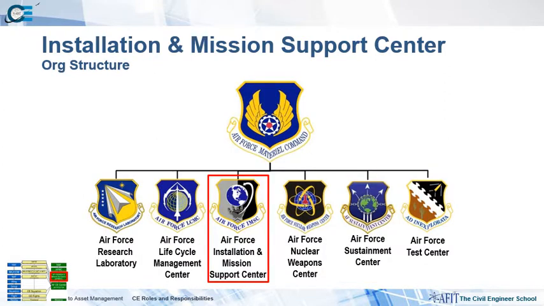This is the organizational chart for the Air Force Materiel Command. You can see here that there are 6 different centers that align under AFMC: the Air Force Research Laboratory, the Air Force Lifecycle Management Center, the Air Force Installation and Mission Support Center, the Air Force Nuclear Weapons Center, the Air Force Sustainment Center, and the Air Force Test Center. You can see that the Air Force Installation and Mission Support Center is highlighted because that's the one we're going to go into today.